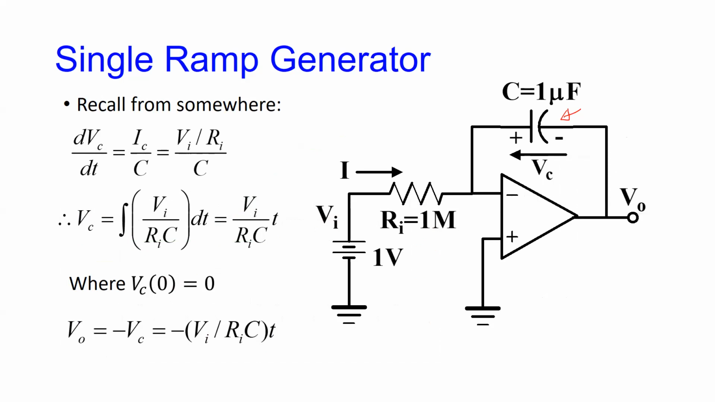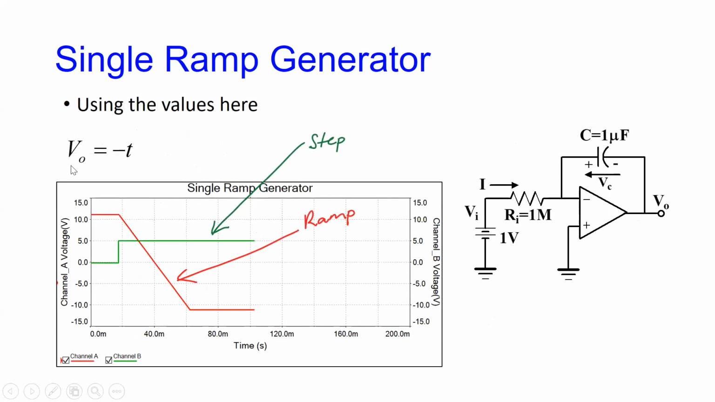voltage. In fact, the voltage across the capacitor is the integral of the input voltage, and the components R and C determine how fast you're able to do the integration itself. If you use 1 microfarad and 1 megohm, then it turns out that the output is minus t, which is a negative going ramp whose slope is minus 1.